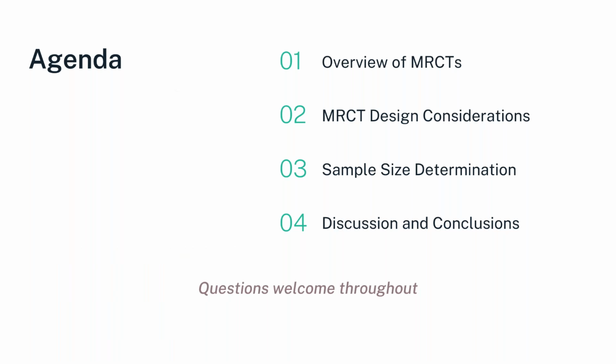So I already mentioned a couple of the things that we're going to cover, but just a very quick rundown. We'll start off with an introduction to the topic and then give an overview of multi-regional clinical trials. We'll then look at some design considerations for multi-regional clinical trials before talking about sample size determination, and at that point we'll look at some worked examples in nQuery as well. Finally, we'll wrap things up with discussion, conclusions, and of course questions as well, if we have sufficient time.